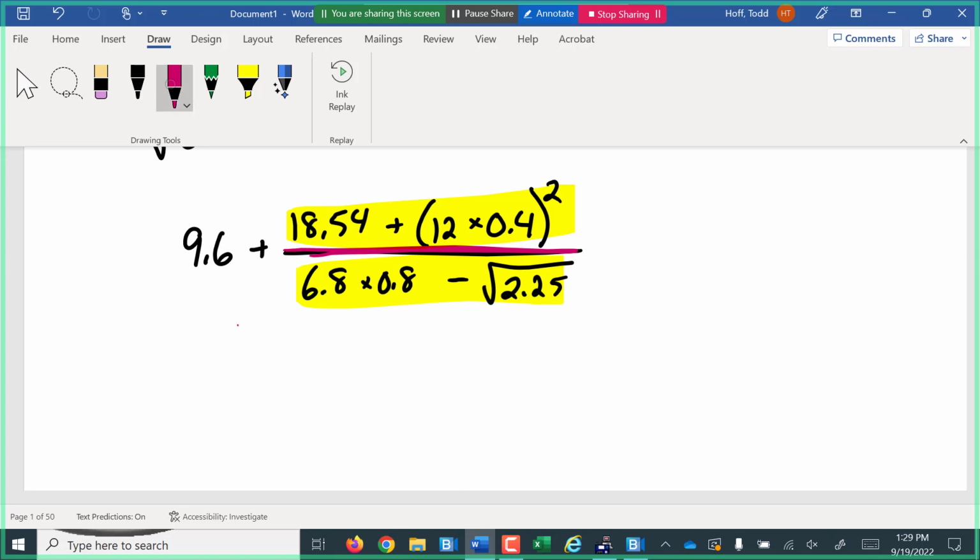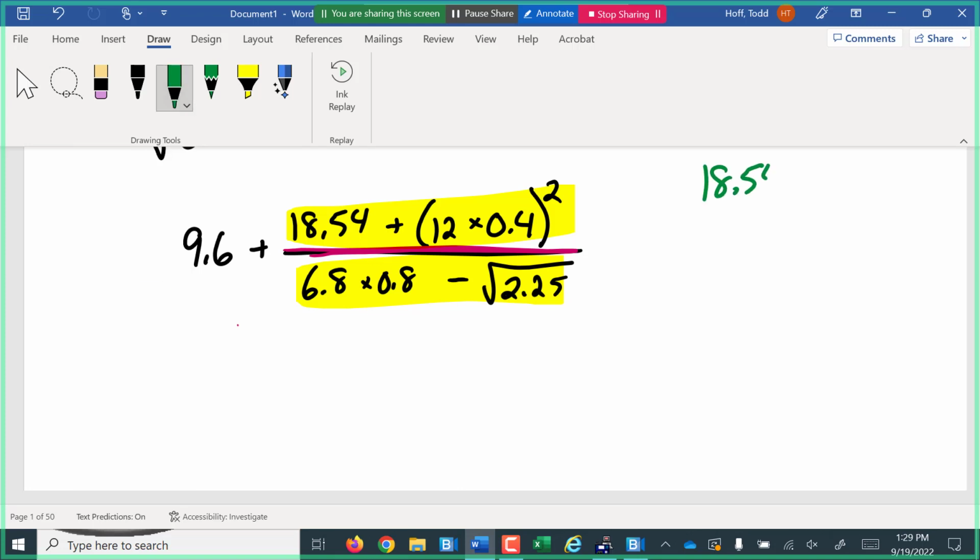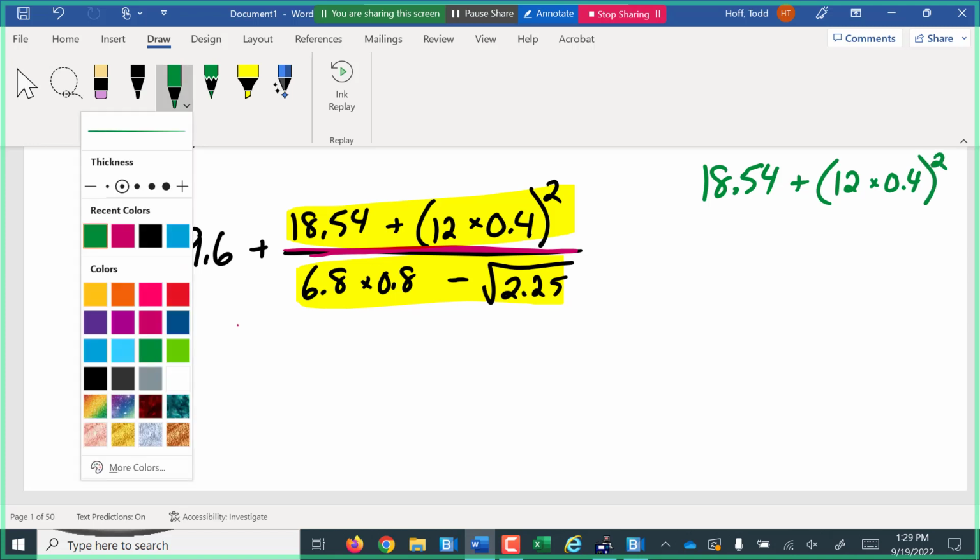So let's start with everything on top. I'm going to rewrite that off to the side here. 18.54 plus 12 times 0.4 squared. What do we have to do first?